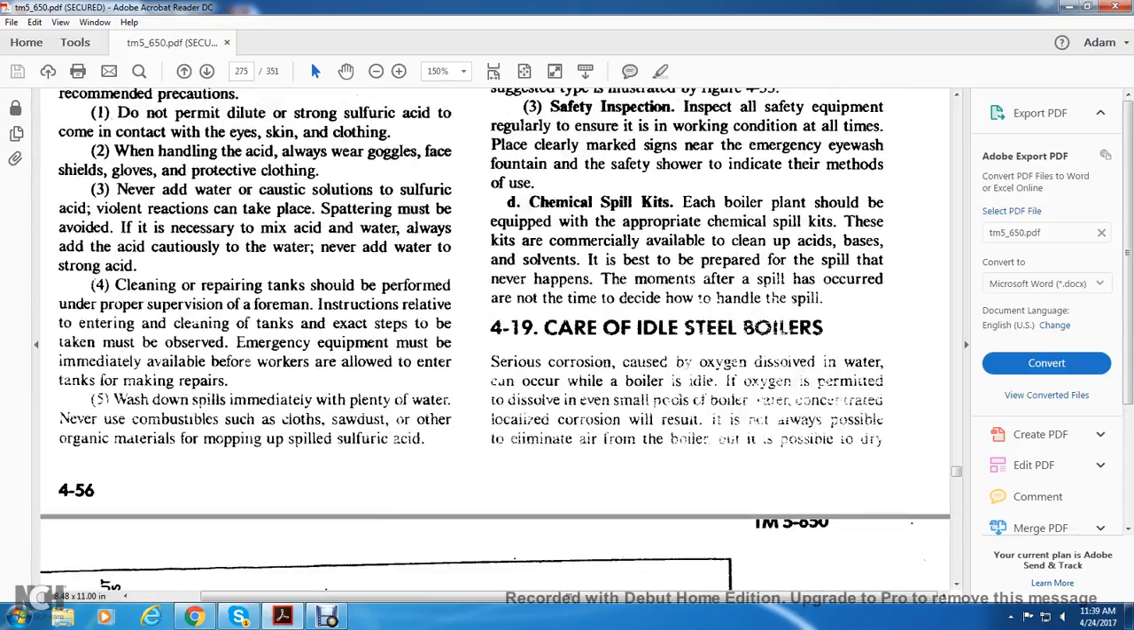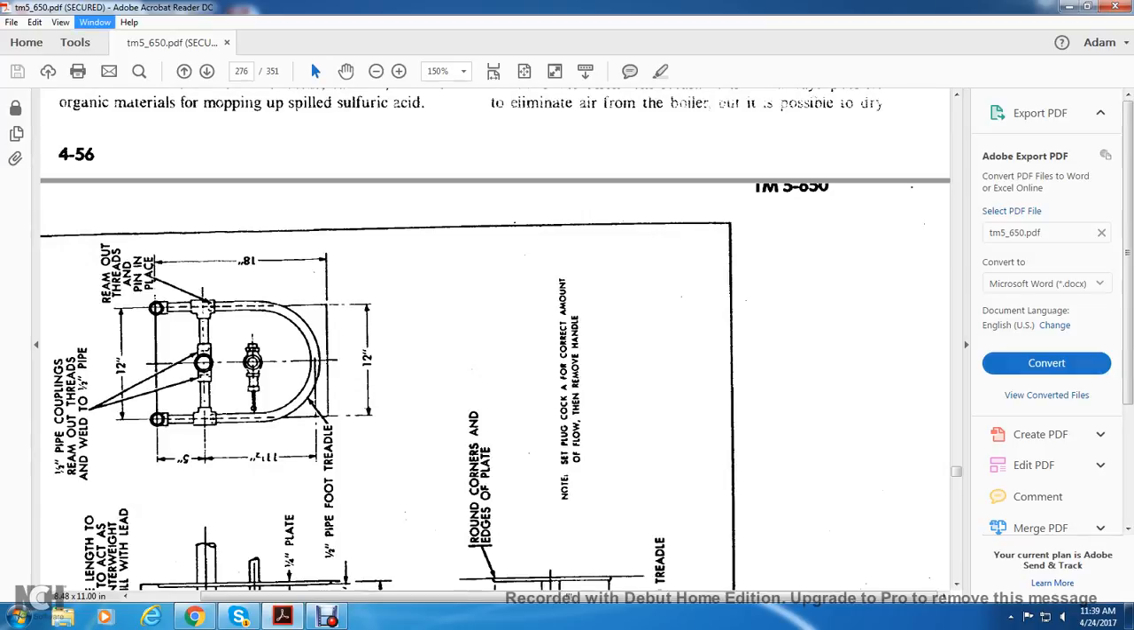419. Care of the idle steel boiler. Serious conditions caused by oxygen dissolved in the water can occur in the boiler if it is idle. If oxygen is permitted to dissolve in small pools of boiler water, concentrated localized corrosion will result. It is not always possible to drain the boiler and keep it dry.